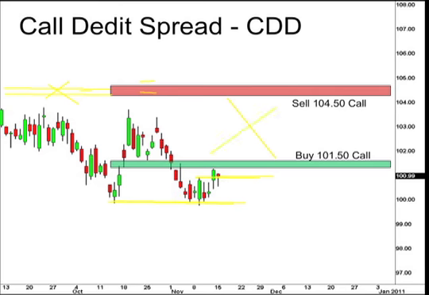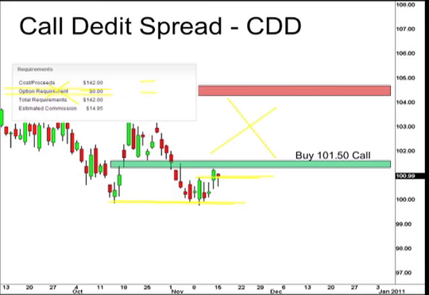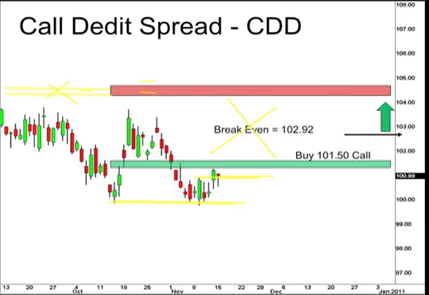Now, with that being said, you can see that the cost of this particular transaction, based on the buy and sell, is lowered all the way down to 1.42. Now, in this case, our break-even point, and I'll just clear all the annotations here, is 102.92. Our straight call option play break-even was all the way up here. Our break-even point with respect to our debit spread is all the way down here, at this 102.92 level.